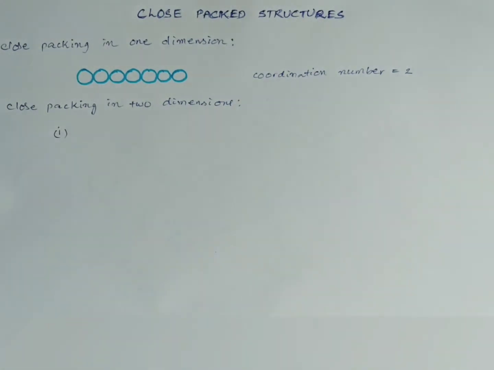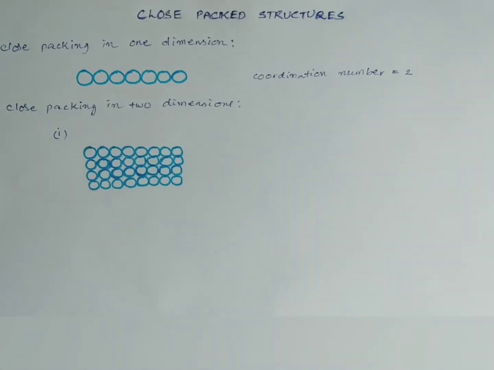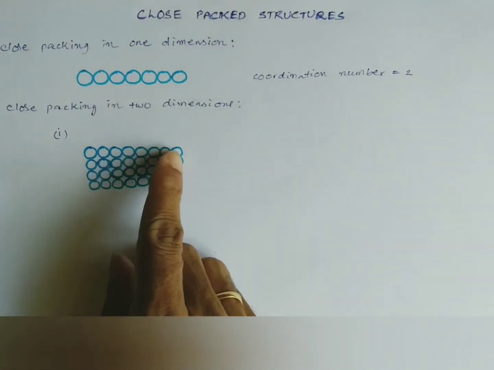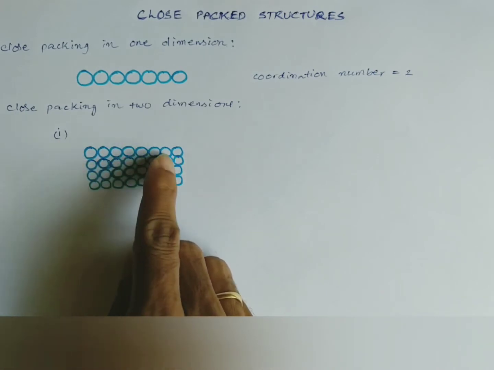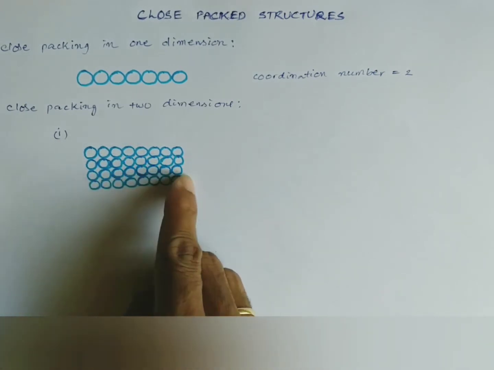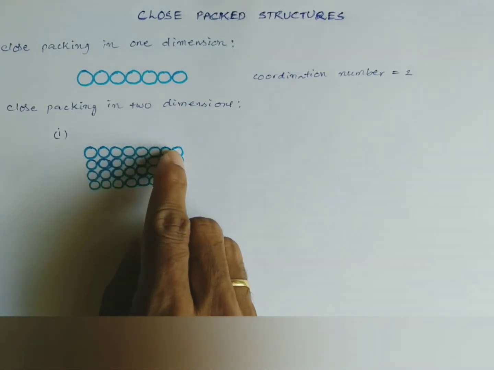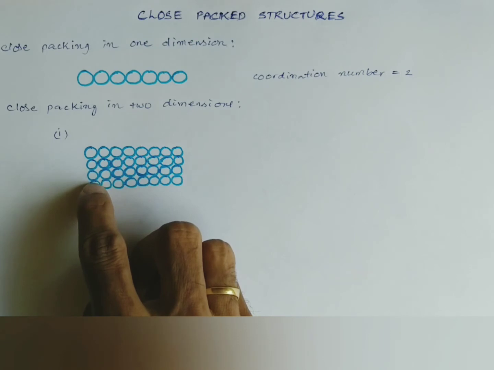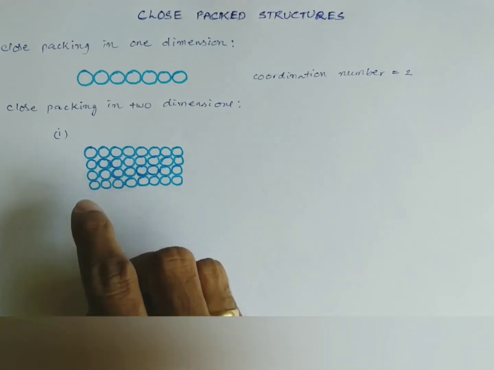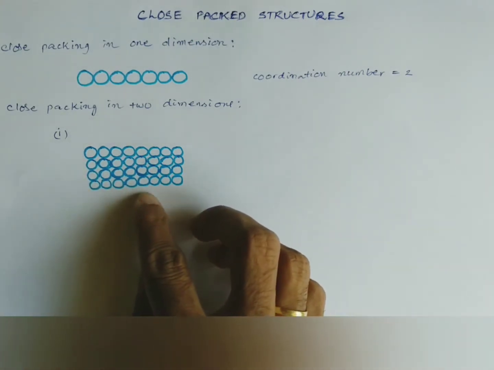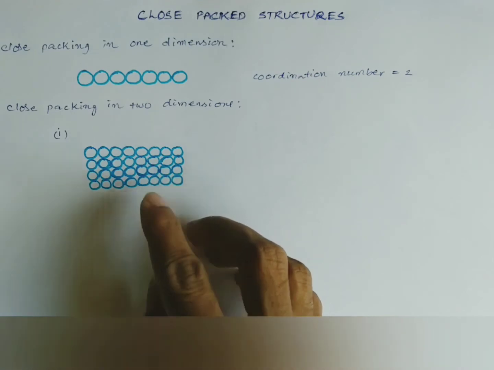In the first way, atoms are laid like this. In the first way, the rows of atoms will be laid like this side by side in such a way that they are aligned horizontally and vertically like this. So this is the first way. There is another way.